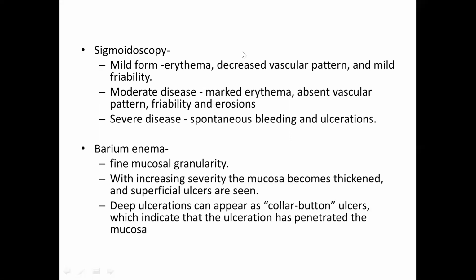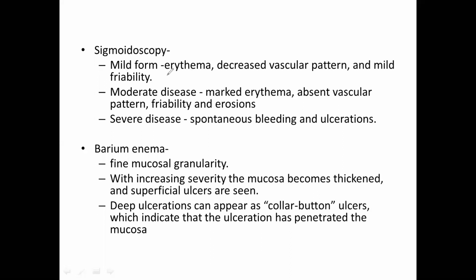Then on sigmoidoscopy, you will get erythema, decreased vascular pattern and mild friability in the milder form. That we have already seen in the first lecture. So you will get a sandpaper type appearance in ulcerative colitis in the milder form. In moderate disease, you will get marked erythema, then absent vascular patterns. You will not get that vascular pattern, and there may be friability and erosions. And in the severe form, there is spontaneous bleeding and ulceration.